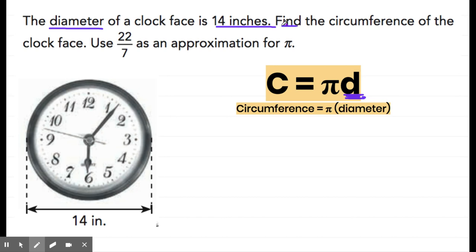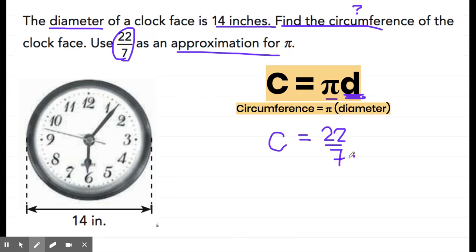So what we don't know is the circumference, so I'm going to leave the circumference there. We know that circumference equals pi times d, or the diameter. It says to use 22/7 as an approximation for pi. So the circumference would be equal to pi, which is 22/7, times the diameter d, which is 14 inches. And remember, the diameter is the line that cuts through the center of the circle.